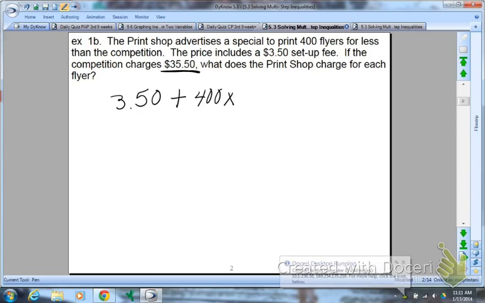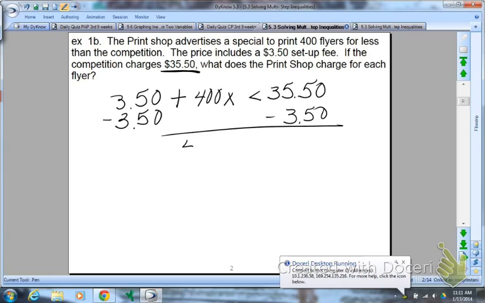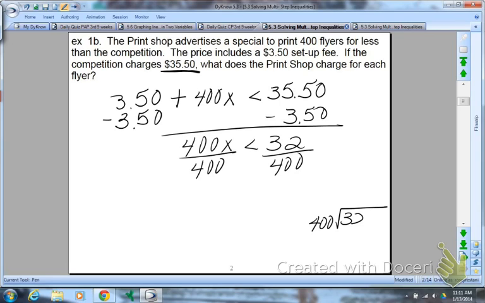Can we be exactly what the competition is? No, we've got to be less than. So what inequality would we write? Less than $35.50. So that is our equation. Did y'all get that? And then to solve it, we're going to subtract 3.50. Divide by 400. Now, if you have a calculator, great. If not, I've got to add a decimal and 2 zeros.